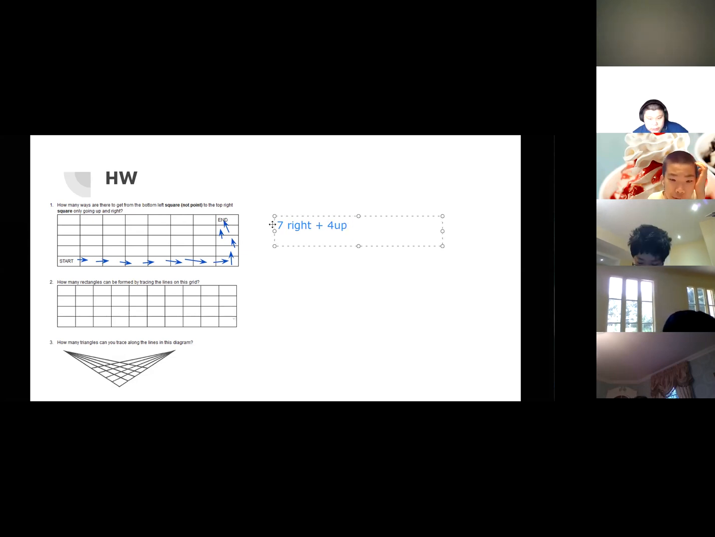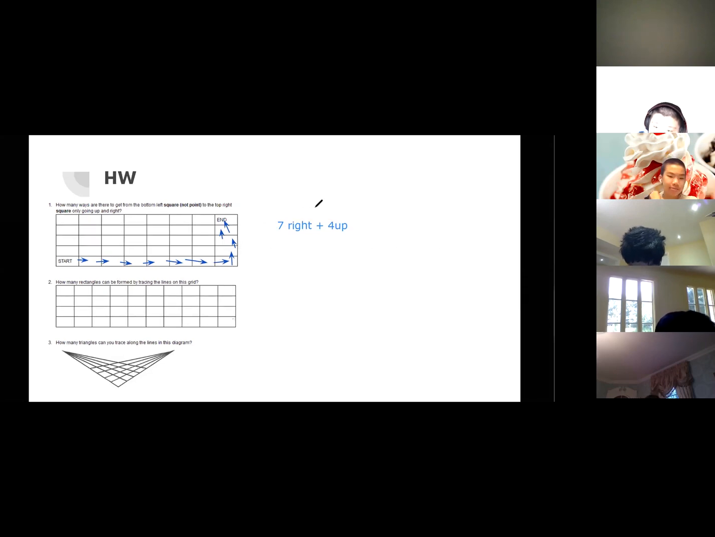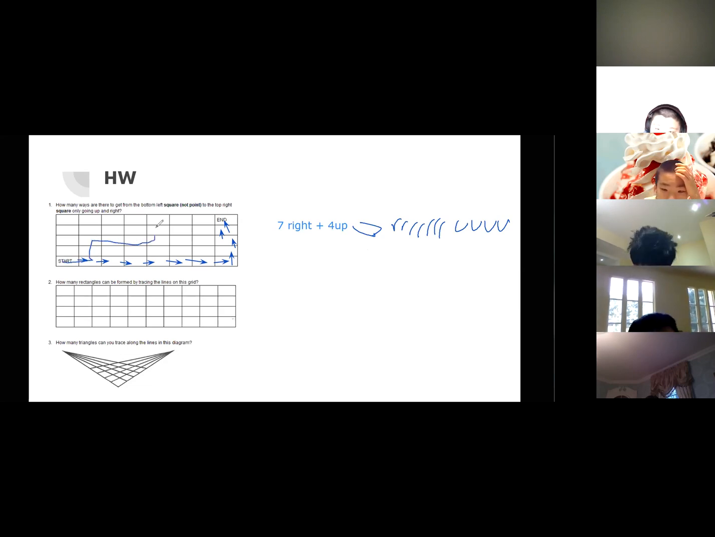The first way is to just directly order it, right? So remember that letter rearrangements. 7 right and 4 up. That means that we need to rearrange the letters in R, R, R, R, R, R, R, U, U, U, U. So we're just representing the moves we make as a string of characters. So like if we take this path, for example, just a random one, this would be represented as R, U, U, R, U, R, U, R.